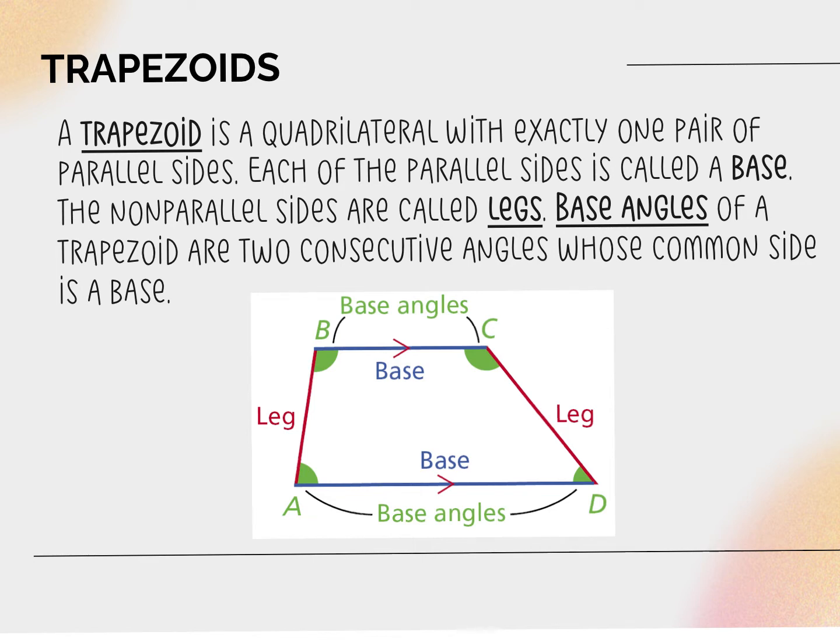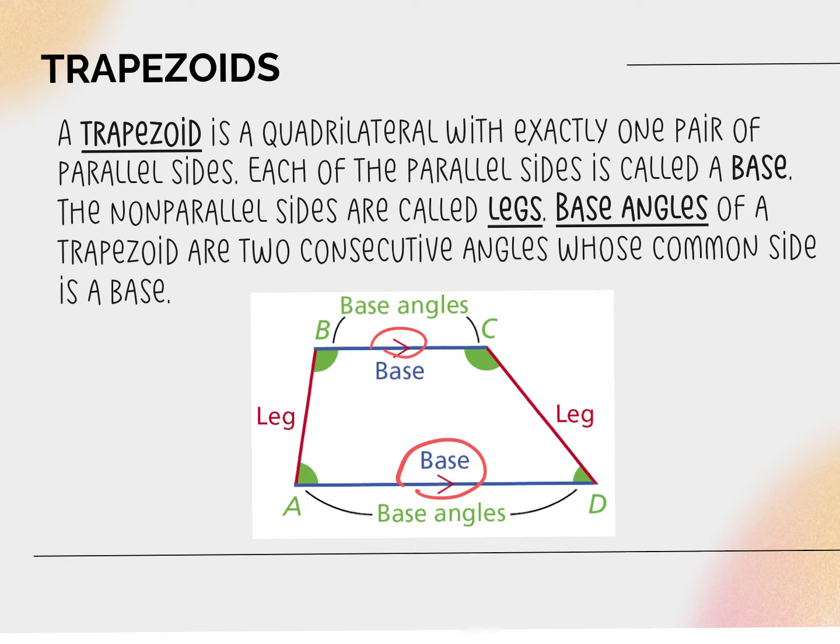So notice in my picture, my bases have the parallel mark, the arrows on them. The legs are not the parallel sides. When you get a picture of a trapezoid, it may not always be sitting on its base. So what you're going to look for are the parallel marks to know which ones are going to be the bases and which ones are going to be the legs.